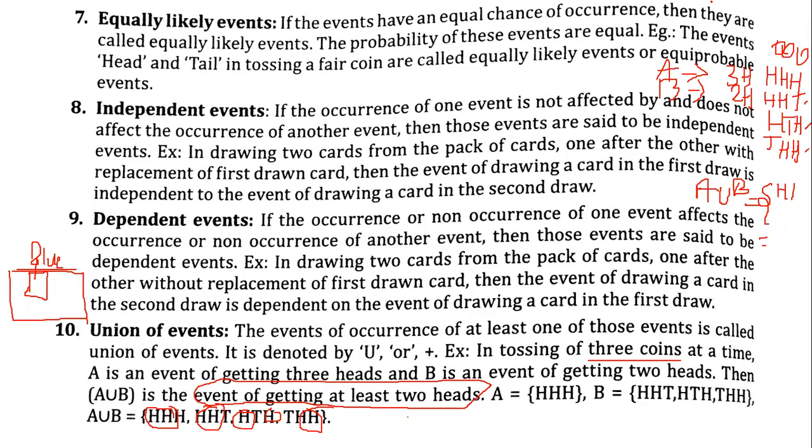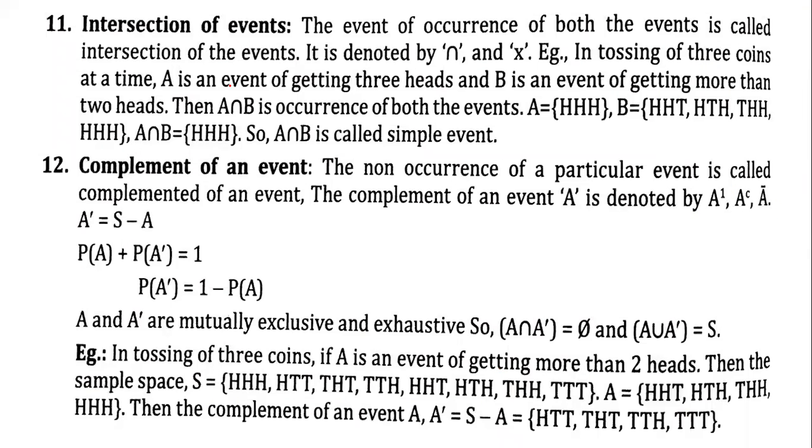Did you understand union of events? Any doubts until here? The basic terminologies of the first 10 terminologies, are they understood? Okay. Now moving further to the intersection. Now we understood union. Union means we are adding everything. We are seeing all of the events together.